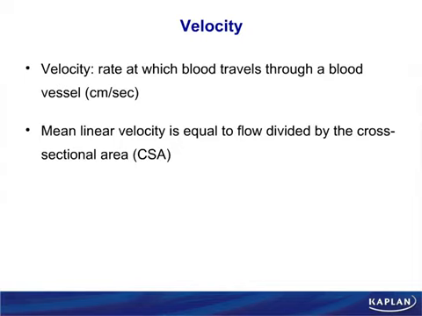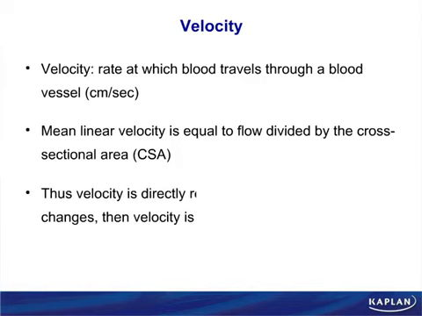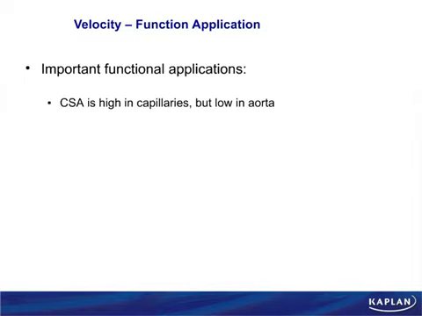So velocity and flow are not the same. They are directly related, but they're not the same, because if cross-sectional area changes, then it may affect the flow, but it's most certainly going to affect the velocity. So a big increase in cross-sectional area means a low velocity, and vice versa. One of the applications of this important functional application is we have a huge cross-sectional area in capillaries.